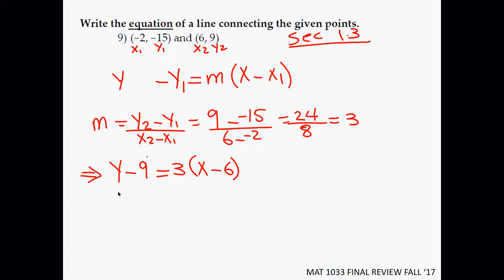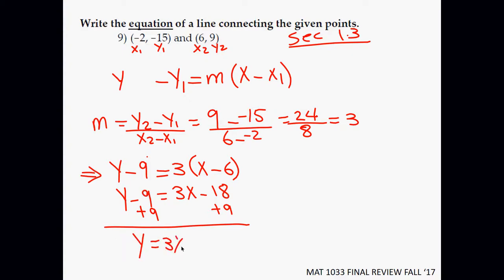Now, that 3 can be expanded by using the distributive law. You get 3x minus 18. If you add 9 to both sides, you will end up with y equals 3x minus 9. And that will be your final answer, which is part B.